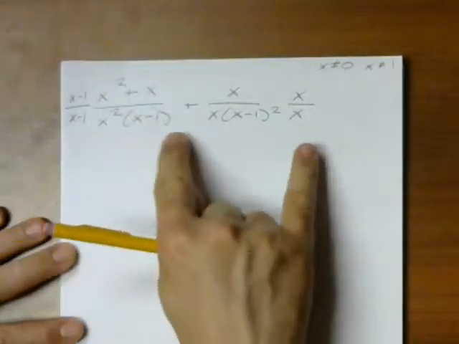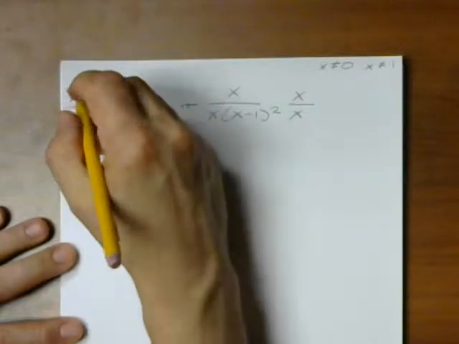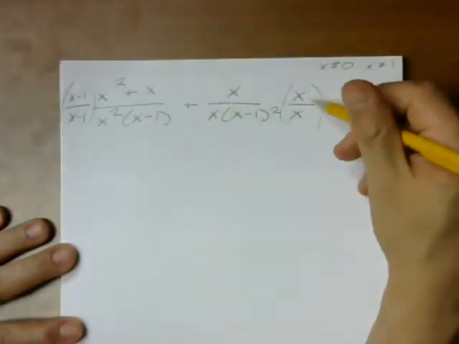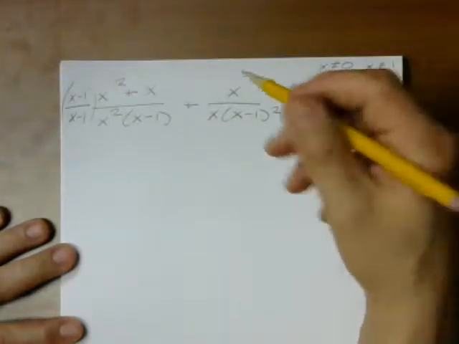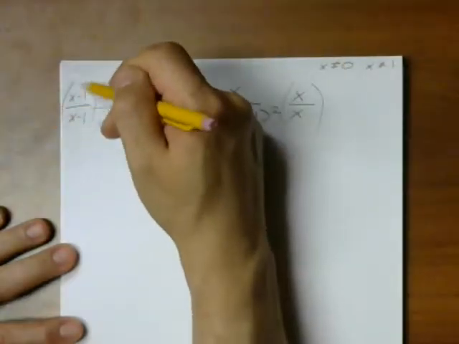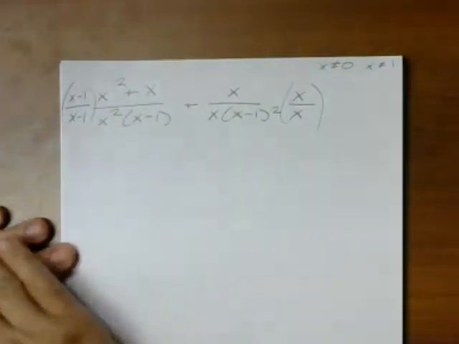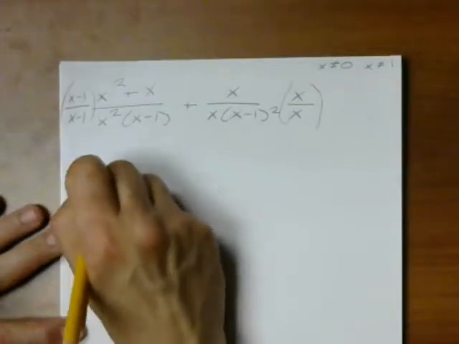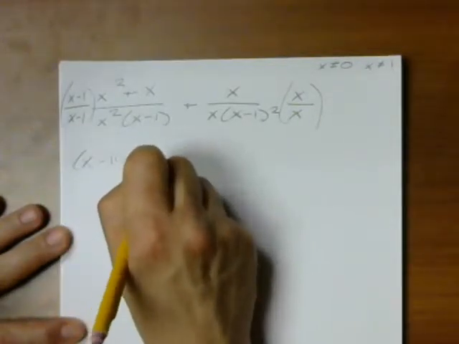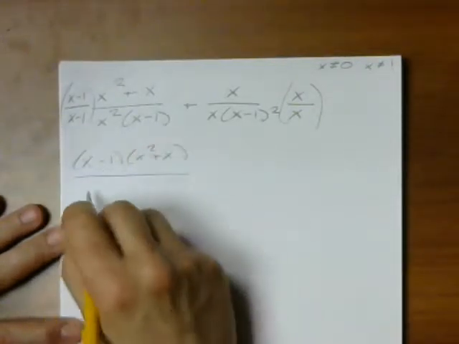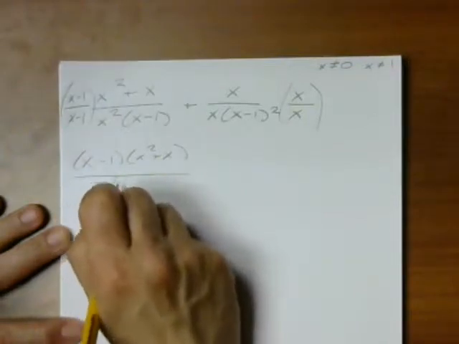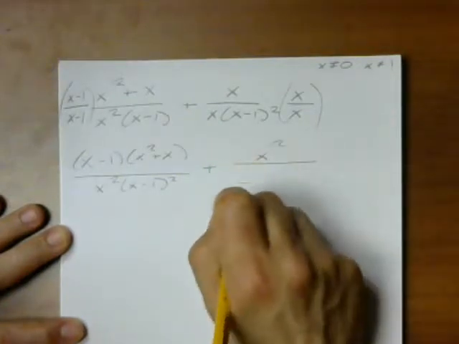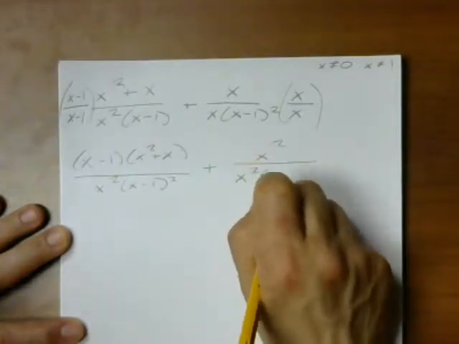Of course, I can't just multiply the denominator. I have to multiply by 1. But I also know that x is not 0, so this is not 0 over 0, this is 1. And since x is not 1, this is actually 1 as well. It's not 0 over 0. So now we have a common denominator. So what do I have? I have this. And that's going to be added to this.